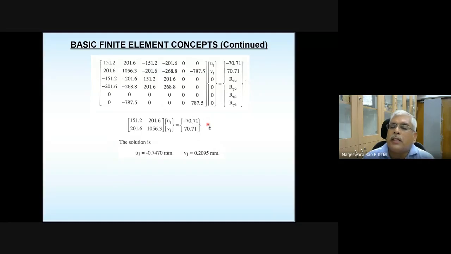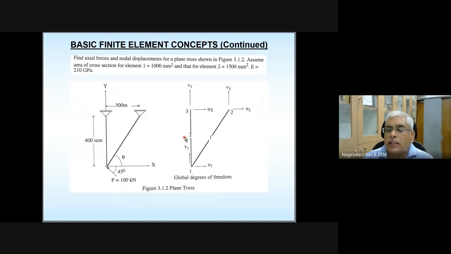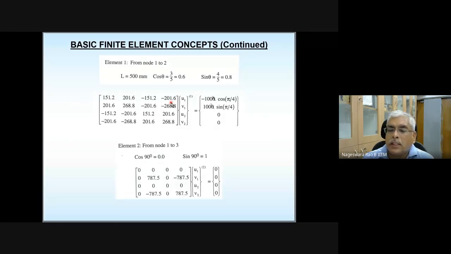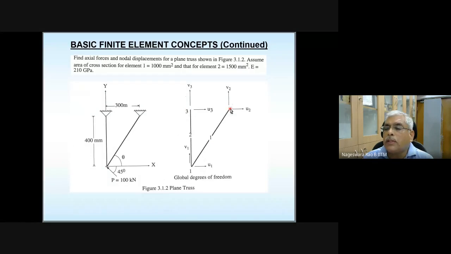As a learner, you may need to go through all this. But when the number of elements becomes large, here there are only 2 elements, if the number of elements becomes large, then the size also increases. What is the size of this? It's a 6 by 6. Why is it 6 by 6? Because there are 3 nodes, and at each node you have 2 degrees of freedom.